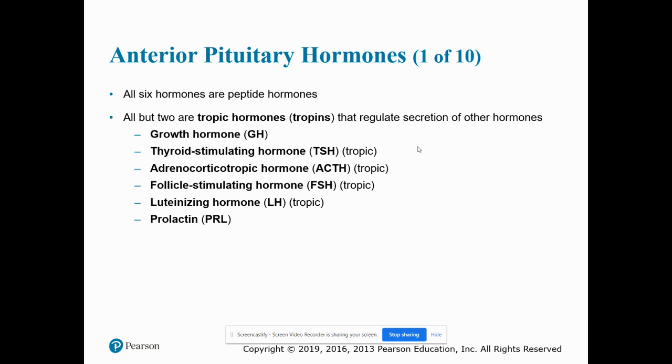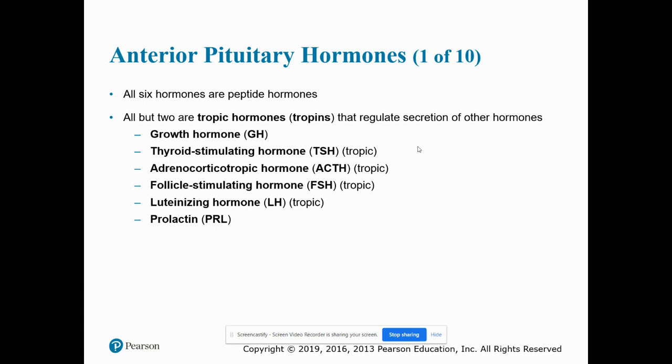All right, anterior pituitaries. All 6 hormones are peptide hormones. All but 2 are tropic, which means that they are going to regulate the secretion of other hormones. The easiest way to remember the anterior pituitary hormones is flat pig. F-L-A-T, flat, P-G, no I. That's 6 things, 6 letters, 6 hormones. And it actually separates it out nicely.